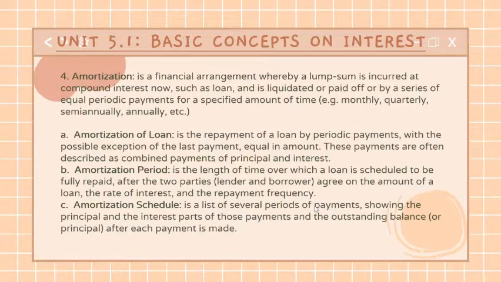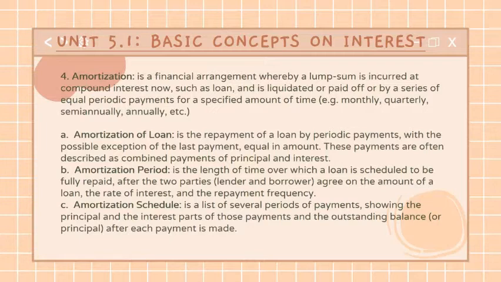So amortization of a loan is the repayment of a loan by periodic payments, with the possible exception of the last payment, equal in amount. These payments are often described as combined payments of principal and interest. When the debt is paid in a series of periodic payments, you pay the interest outstanding at the time the payments are made and also repay a part of the principal. As the principal is gradually reduced by periodic payments, the interest on the unpaid balance decreases.